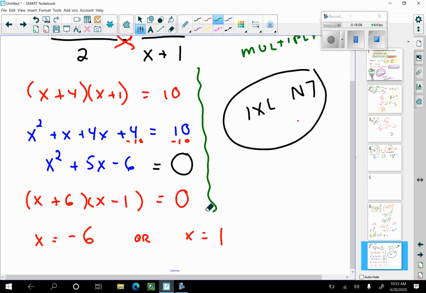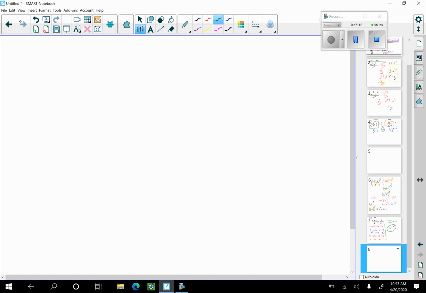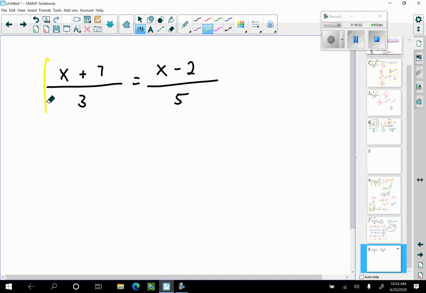Alrighty, let's do one more. I have time for it. We're at 16 minutes. I have time for one more easy example, and let's do an easy example this time. Okay, so let's go. x plus 7 over 3 is equal to x minus 2 over, I don't know, 5. This is a proportion. It's a ratio equal to a ratio, the only time I can cross multiply. So let's get to cross multiplying.